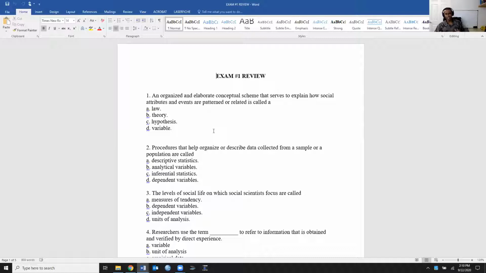So let's just talk about a couple different things. Let's just talk about 2 things, descriptive statistics and inferential statistics, because those are related, but they're different. Can anybody tell me what the difference between descriptive statistics and inferential statistics is? What is the difference there?